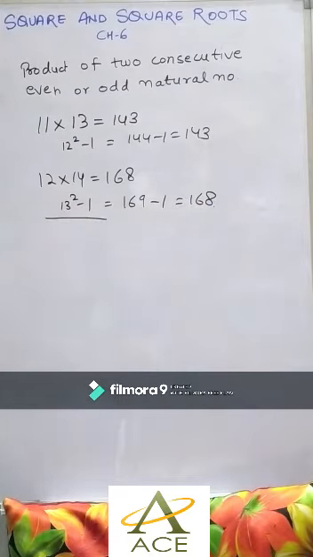So this was all about some of the properties of square numbers. We'll take exercise 6.1 in the next video.